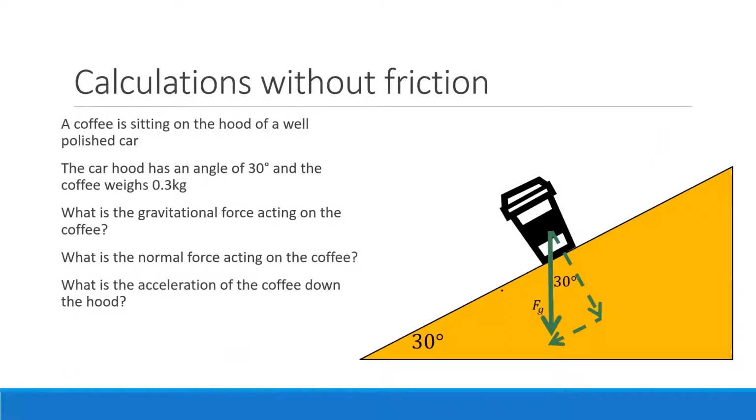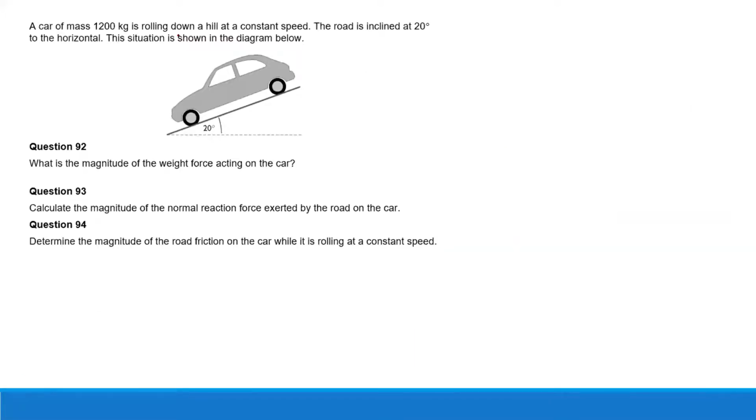And then we did a question on that as an attendance question. We did this question too, where we looked at a coffee on the roof of a car, and we said, well, how much is it going to slide? It's sitting on the hood of a well-polished car, it starts to slide down, because of this force here, and we had to calculate that force. Then we did the same thing with a frictional force of a car on a hill.